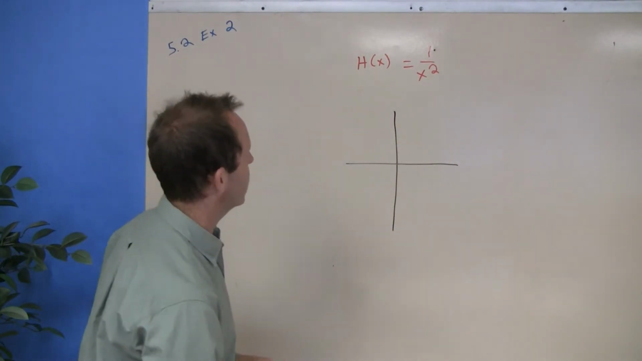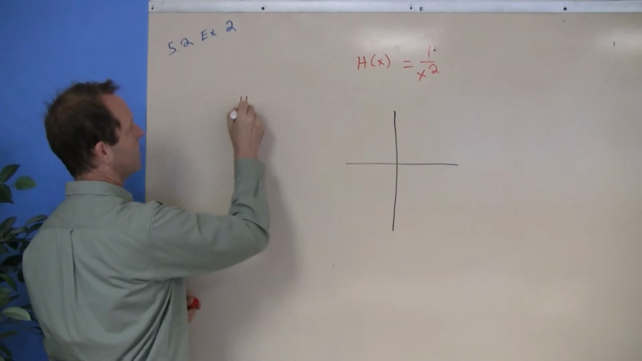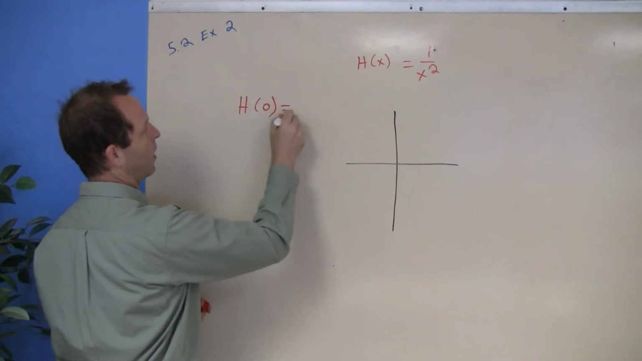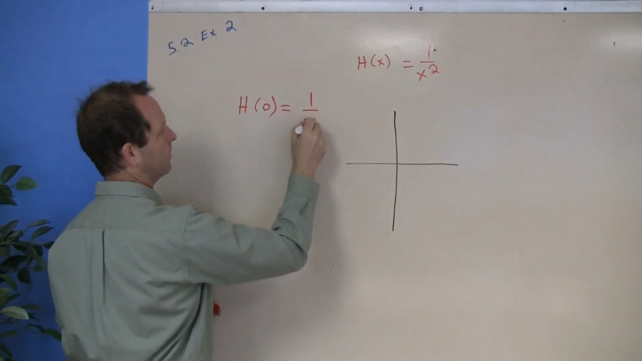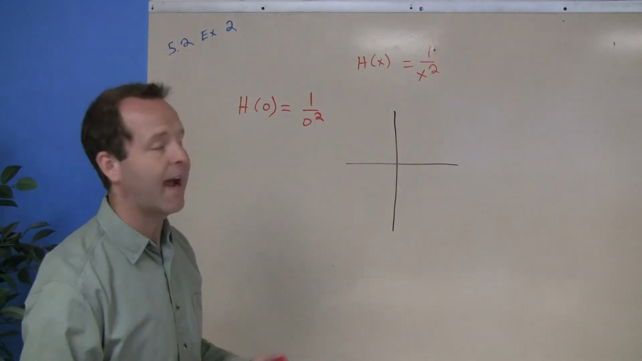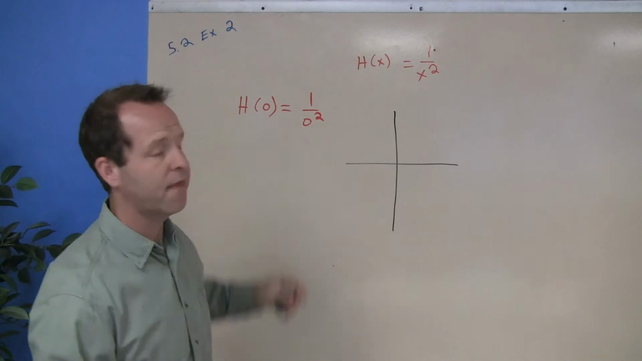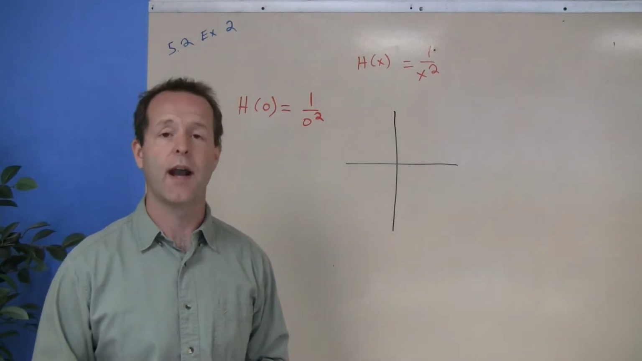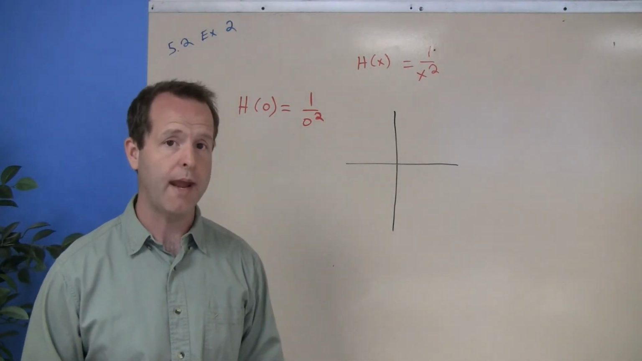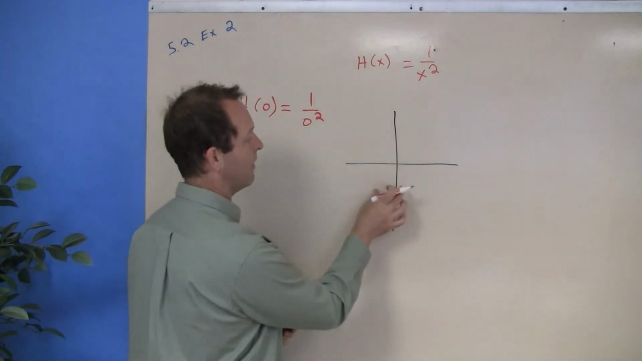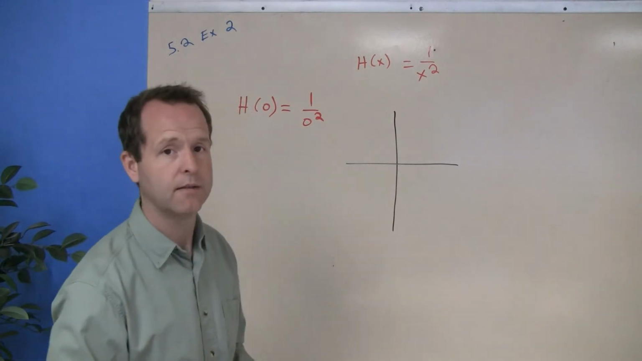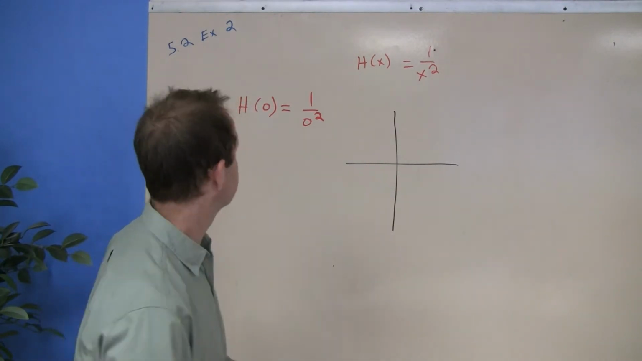A couple other ideas I can look at: if I evaluate it at 0, I notice that I don't have an answer. It crashes. So this tells me that x equals 0 is excluded from the domain. So I know that my graph will never cross the y-axis at the point x equals 0.